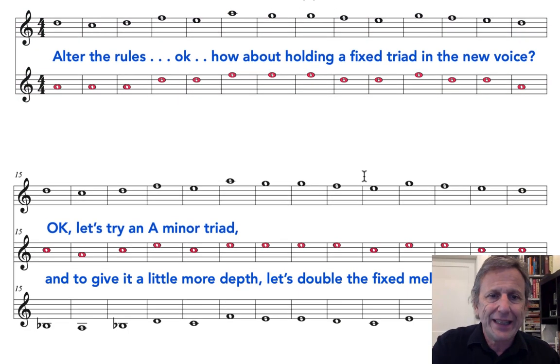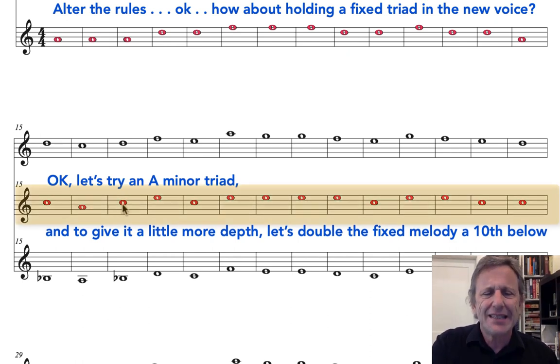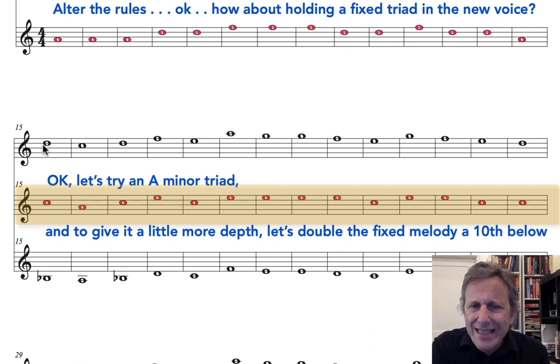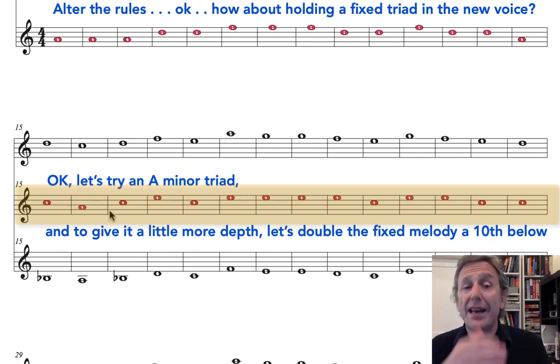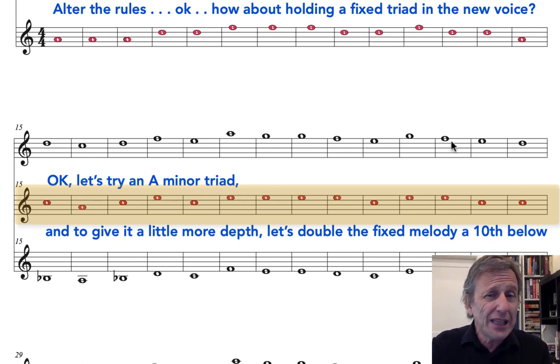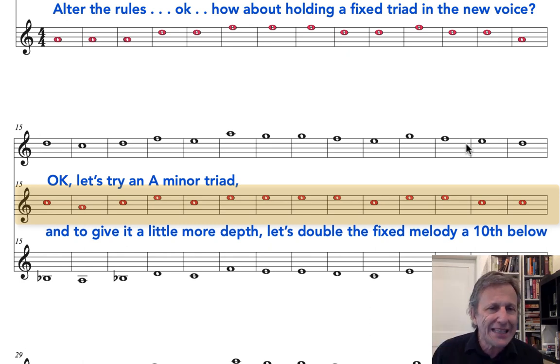And okay, let's try an A minor triad this time. Let's just do the top two lines here. So in other words, I'm not doing a D triad. This time I'm doing an A minor triad. This doesn't really look like it's an A. What happens when we do a triad that's just a little farther away?